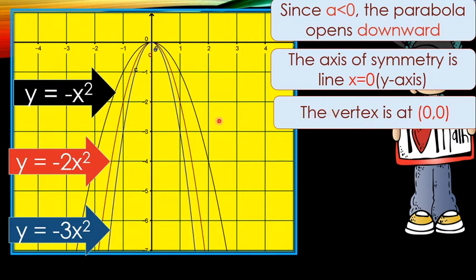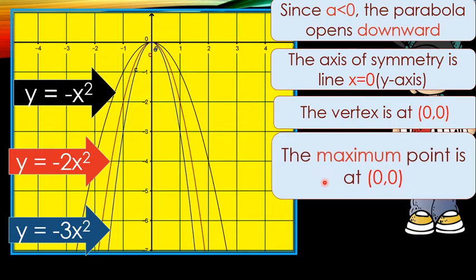Next, this graph has a vertex which is 0, 0. From there, it goes up and turns here at 0, 0, going down again. So the vertex or the turning point is at 0, 0. Next, the maximum point is 0, 0. Now, we call our vertex here the maximum point because it is the highest point found in our graph. So that's why we call it the maximum point, our vertex here, which is 0, 0.